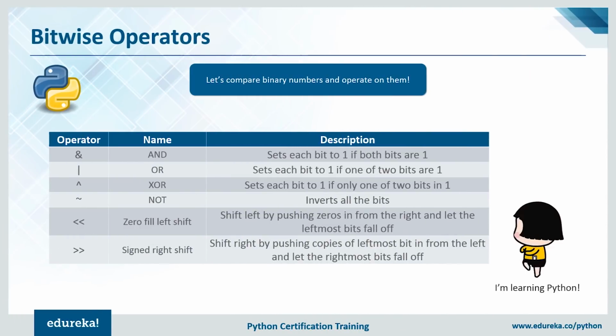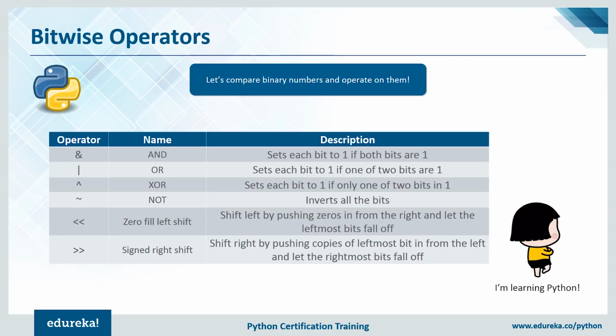Moving on, we have something called bitwise operators. Well, let's compare binary numbers and operate on them, right? So definitely, we have something called AND, and obviously the symbol for AND is the ampersand. So what happens when we use a bitwise operation on an AND? So it sets each bit to 1 if both the bits are 1.